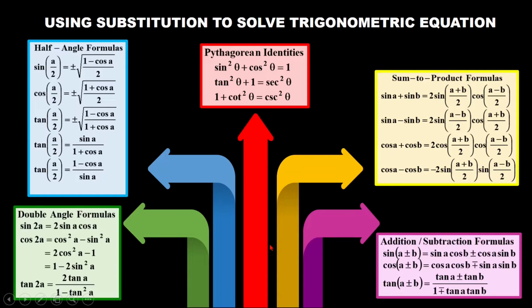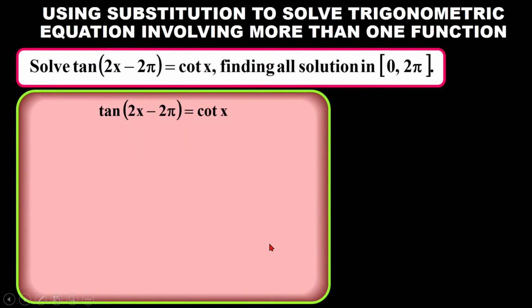So many of them. Okay, now let's go to this question. They say solve this equation, finding all solutions from 0 to 2 pi. So the answer is in radian form.